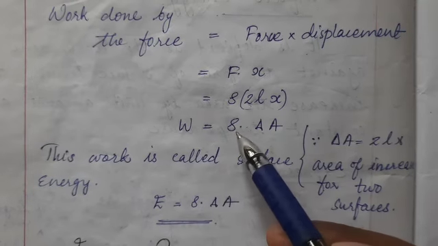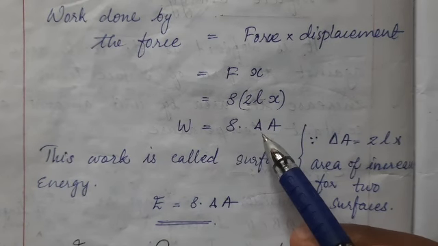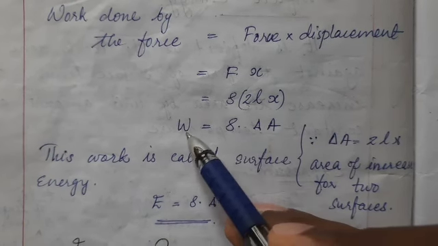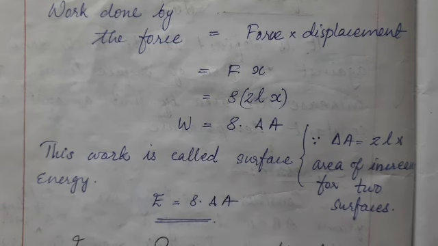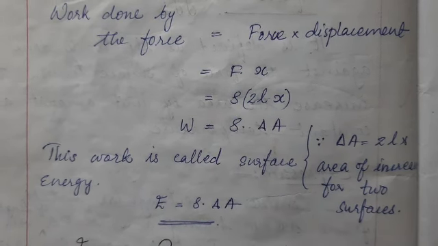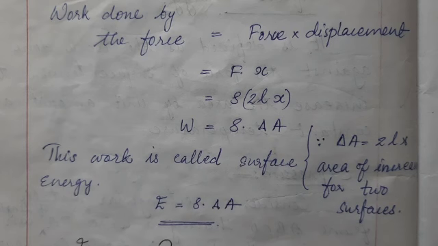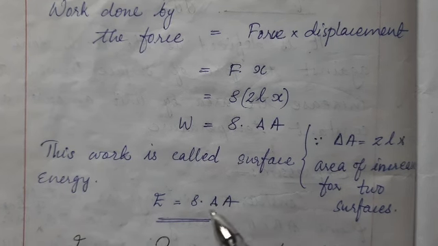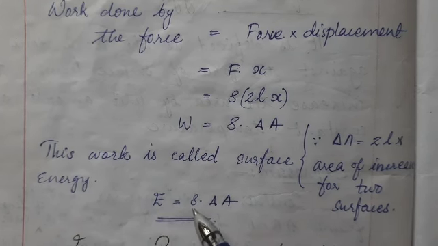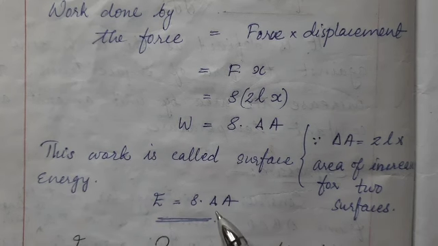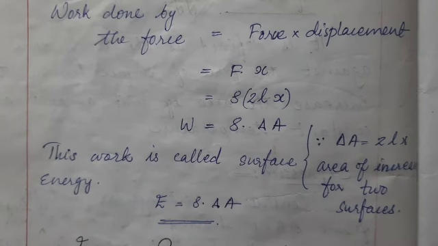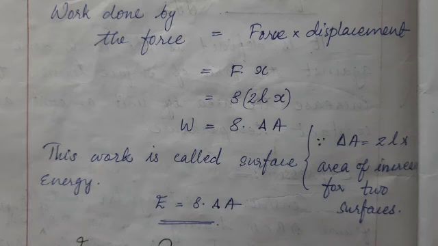So the work done is surface tension into increase in area. So surface tension is work done divided by delta A, work done by increase in area. This work done is actually the surface energy. So the surface energy is surface tension S into the increase in area. So these are the two terms, surface tension and surface energy.